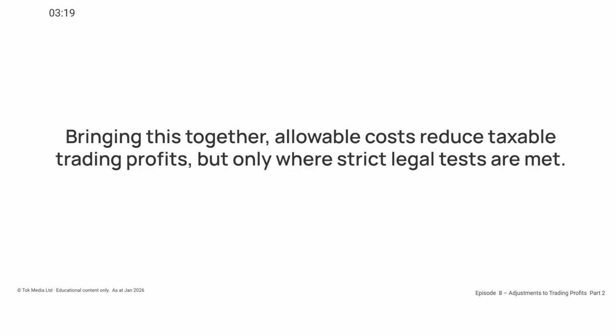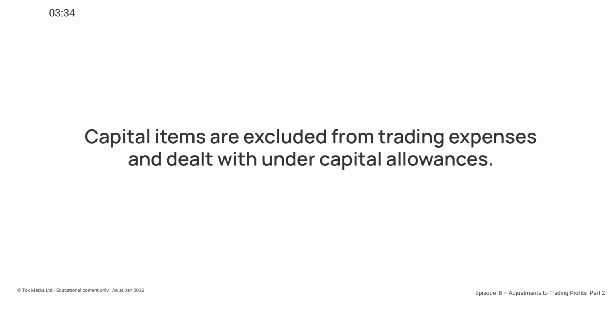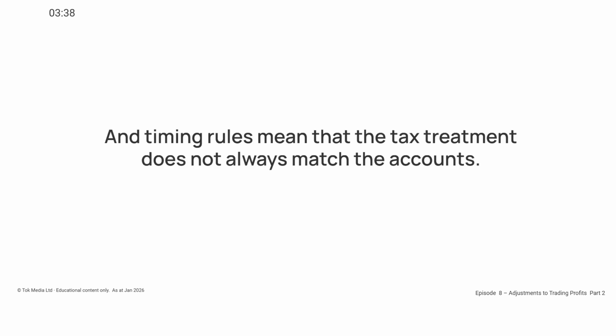Bringing this together, allowable costs reduce taxable trading profits, but only where strict legal tests are met. Mixed expenses must be apportioned or disallowed entirely if apportionment is not possible. Capital items are excluded from trading expenses and dealt with under capital allowances. And timing rules mean that the tax treatment does not always match the accounts.